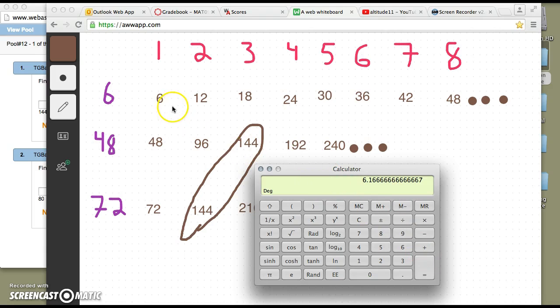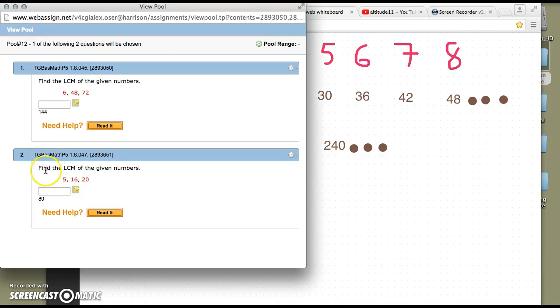All right, give me a second, and actually, never mind. We'll just move right on to our next problem here, which is to find the least common multiple of the given numbers, 5, 16, and 20.